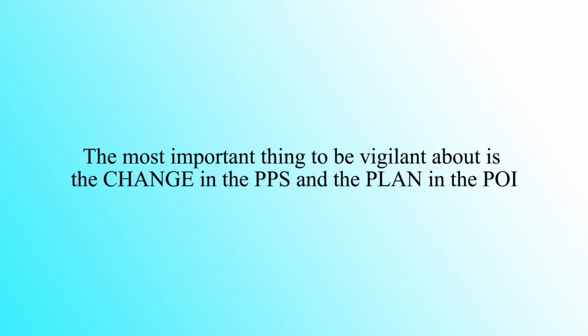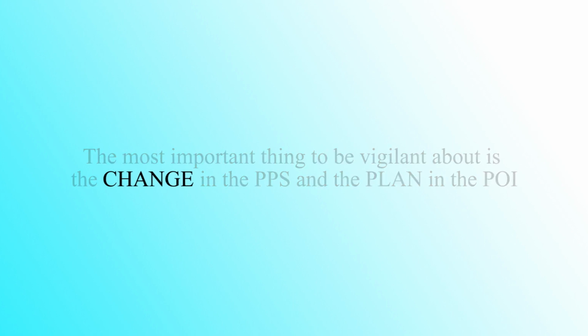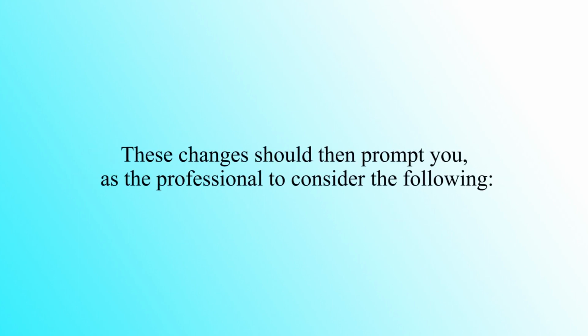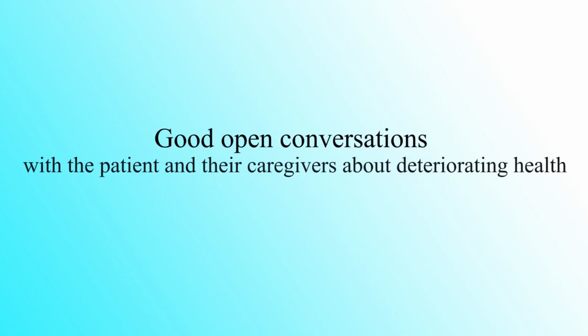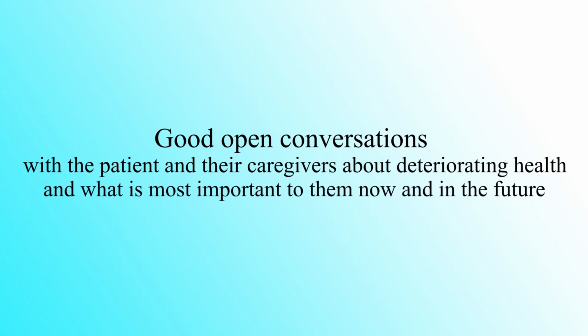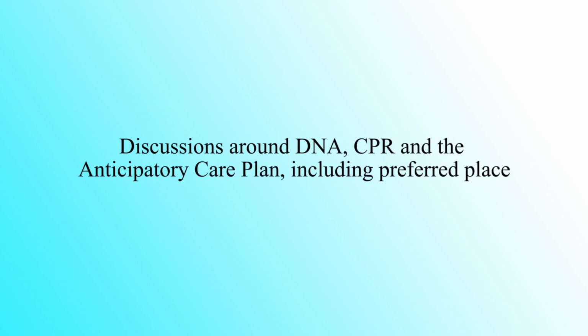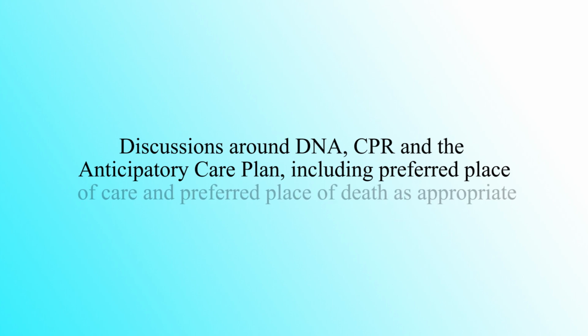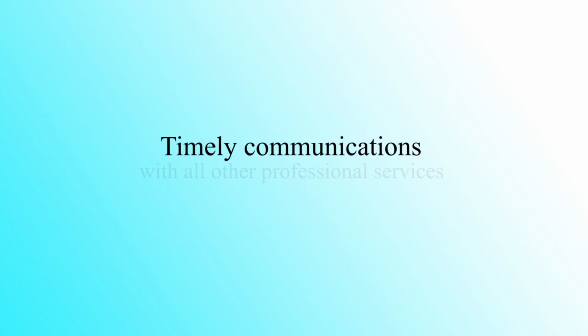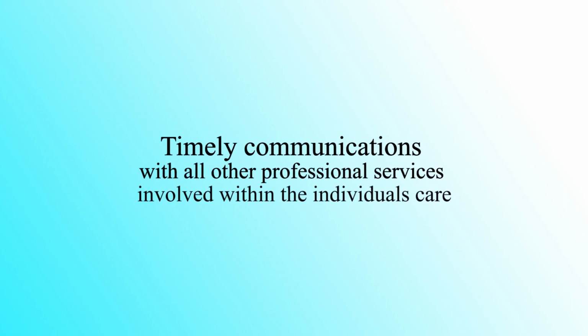The most important thing to be vigilant about is the change in the PPS and the change in the POI. These changes should then prompt you, as the professional, to consider the following. Good open conversations with the patient and their caregivers about deteriorating health and what is most important to them now and in the future. Discussions around DNACPR and anticipatory care planning, including preferred place of care and preferred place of death as appropriate. Timely communications with all other professional services involved within the individual's care.